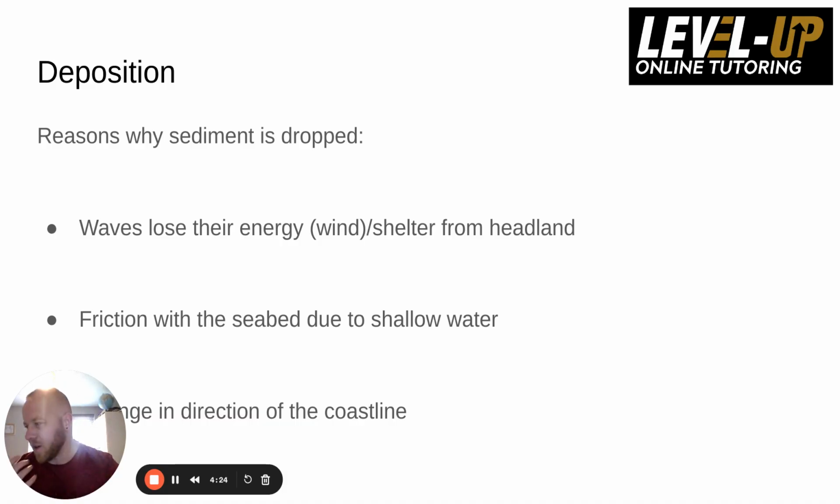Just think of ships sort of harbouring in a bay for shelter from the wind, and then the sediment's going to get dropped in there. As the wave approaches the beach, there's going to be friction between the bottom of the wave and the seabed. That's also going to cause it to slow down and deposit its load. And then finally, if the coastline changes direction as well, that can cause sediment to be dropped, and we'll look at why that's important shortly.